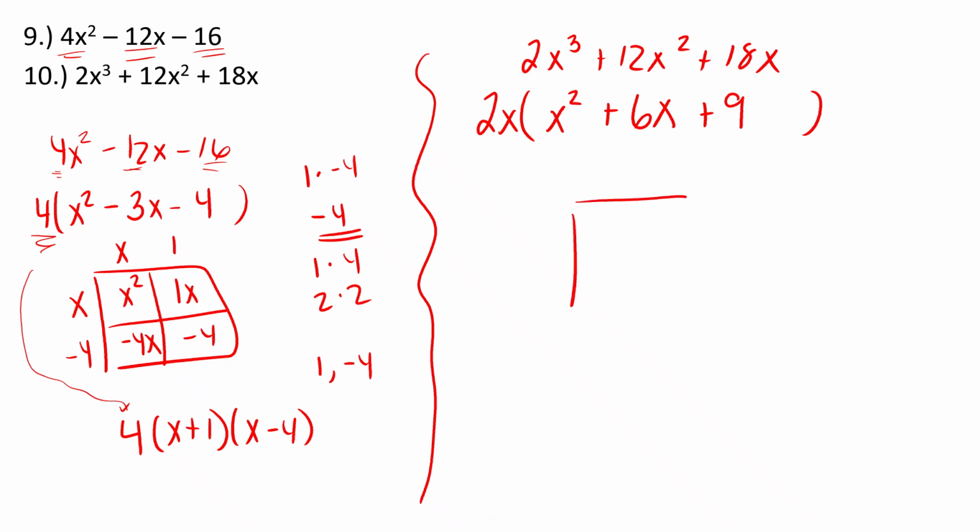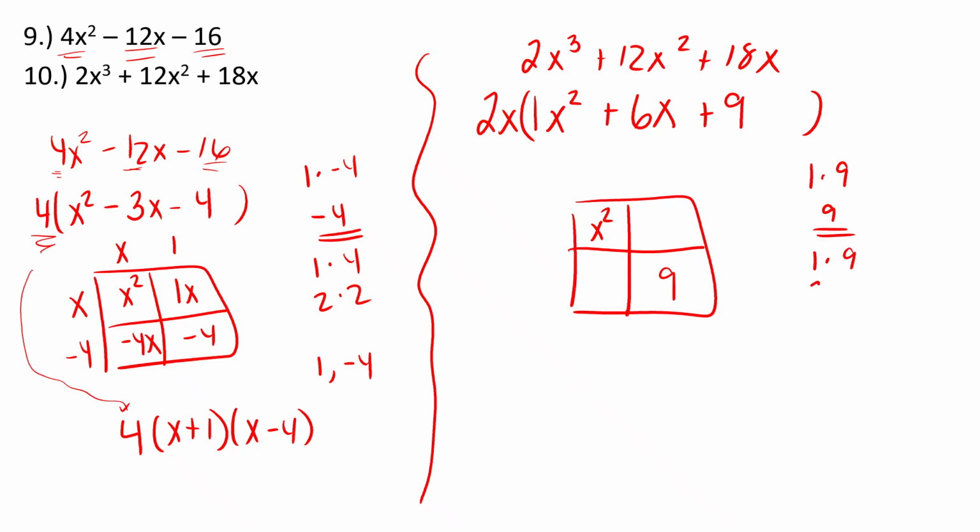Setting up my area model. This one's not going to be too bad. So x squared, and then we have the 9, and we're going to do 1 times 9, which is 9, and we're looking for 2 factors of 9 that add up to 6. So our candidates are 1 times 9 and 3 times 3. There it is. Okay, so just to double check, 3 times 3 is 9, and 3 plus 3 is 6. So I am sure I've got that.